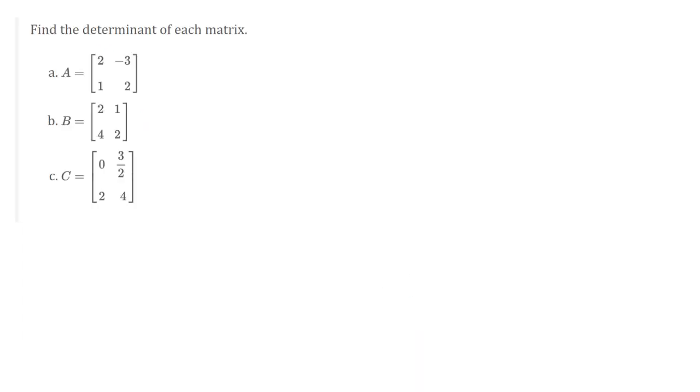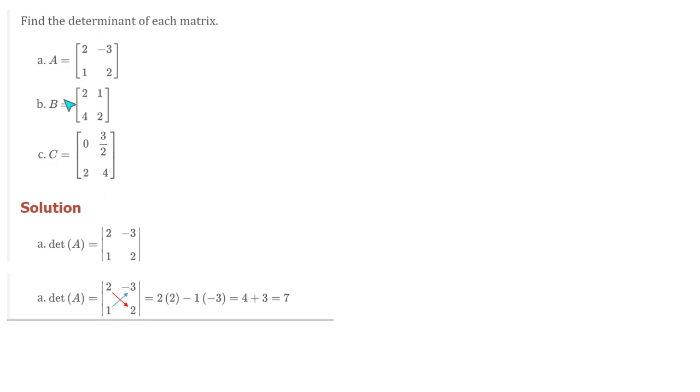Okay, so let's try some examples here. For A, find the determinant. Here's my matrix. I'm going to multiply 2 times 2 and negative 3 times 1. 2 times 2 is 4. Negative 1 times negative 3 is 3. So we get 7.